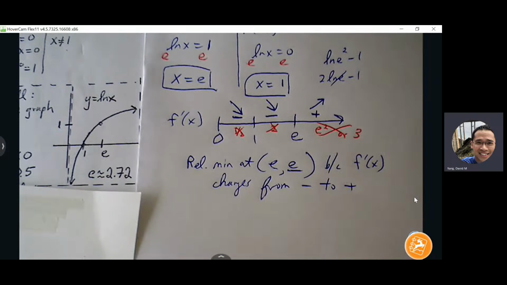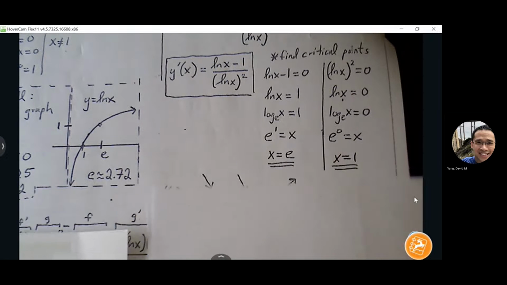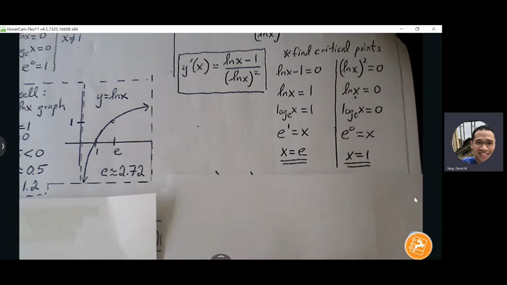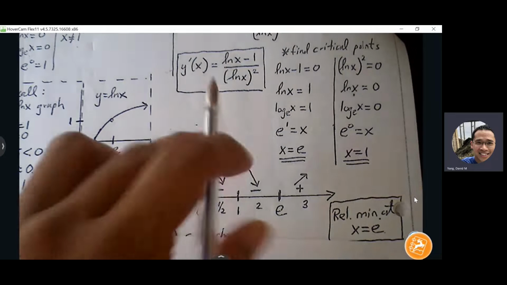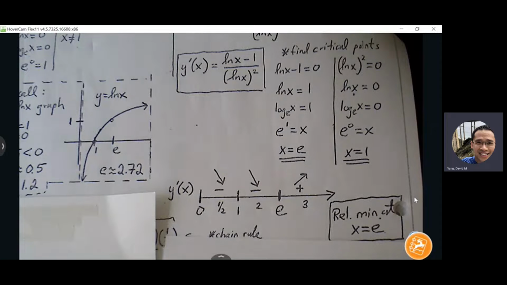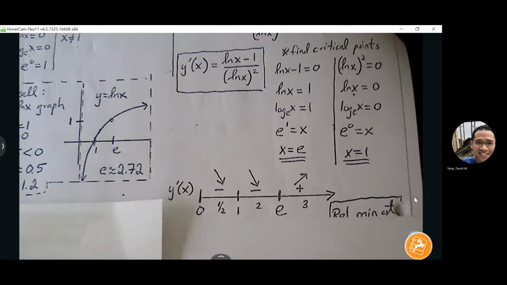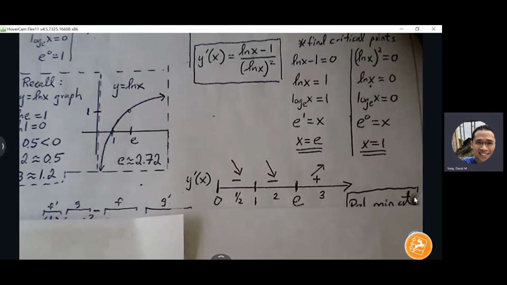Relative min because f prime changes from negative to positive. All right, so starting at y prime, we can go one derivative down to get to the second derivative. And if I want to get to the second derivative, what do we have to involve here? Quotient and chain. Okay, let's go through that. Start with quotient.